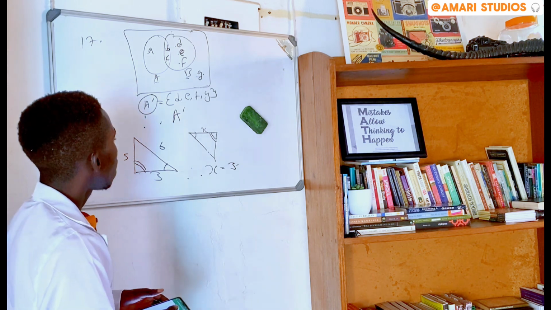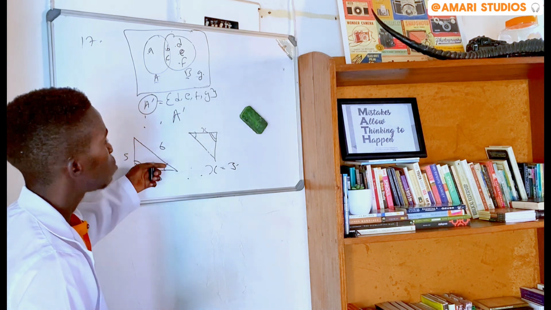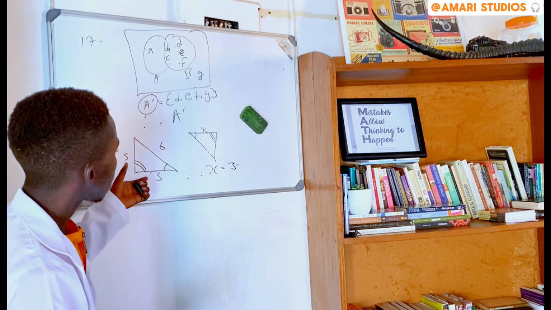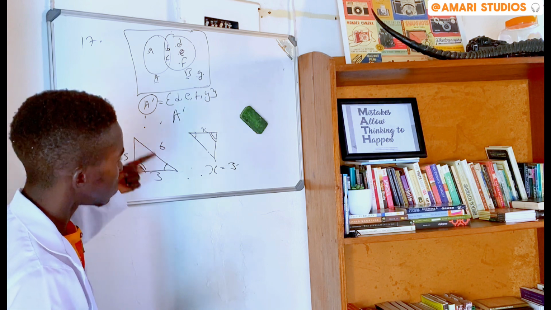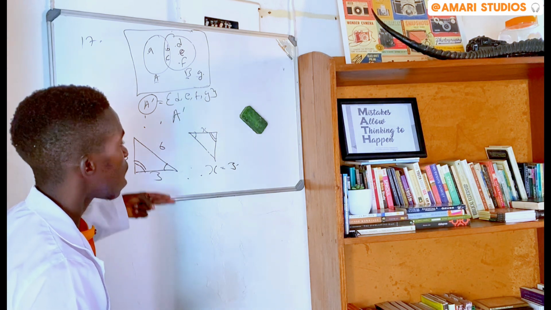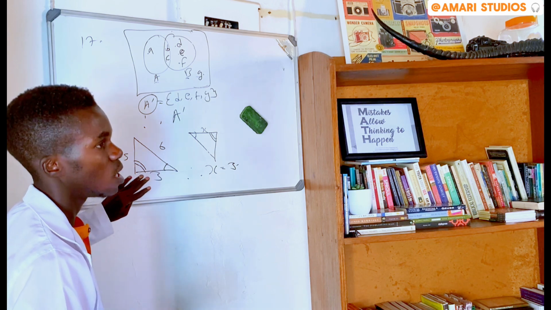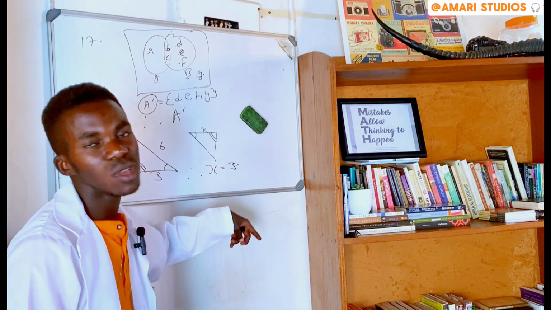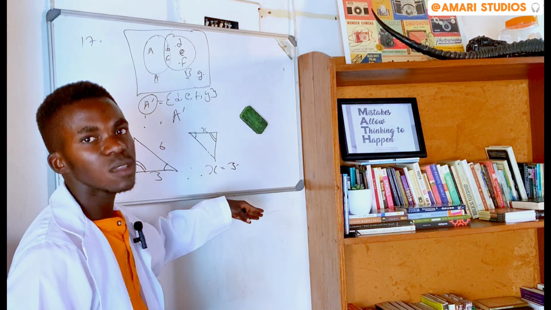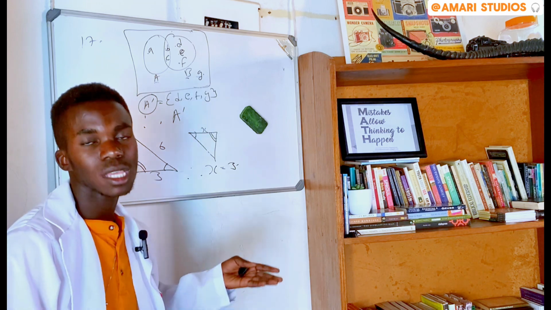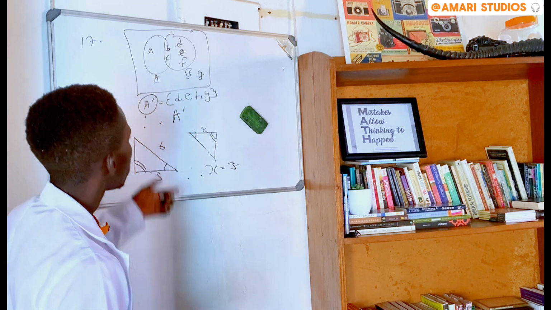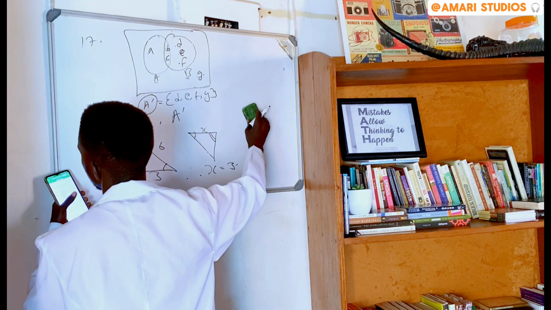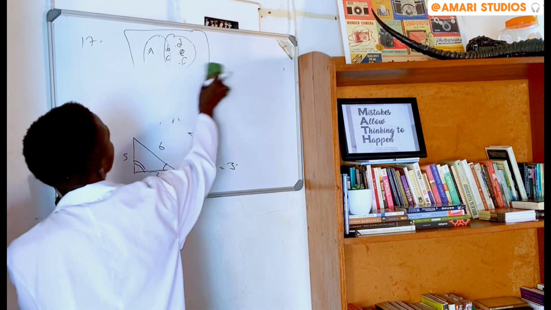In other questions, they're going to give you similarity and congruence. Like I said, when two triangles are congruent, they have the same sides and the same interior angles. But when two triangles are similar, it means they do not have the same size, but the shape looks the same. That's the way it is. We move on to question 19 of section B.